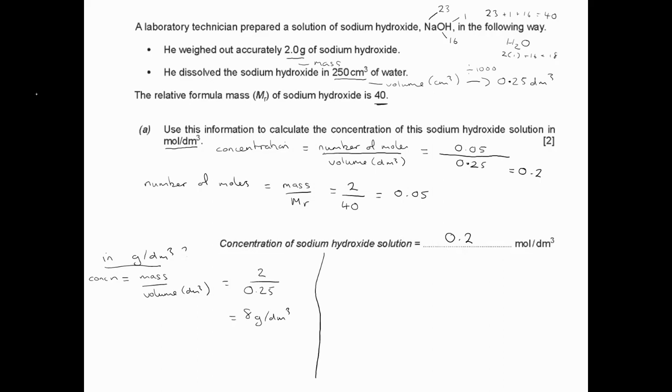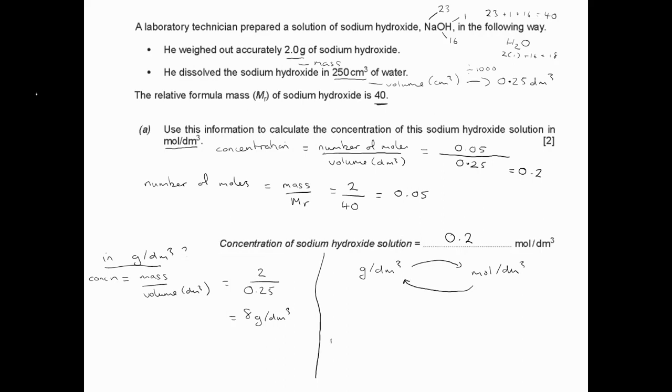Now, when we put the 0.2 here, it already had the units there, but if it hasn't got the units there, don't forget to put them in. So this allows us to convert between concentration in grams per decimeter cubed and moles per decimeter cubed, and vice versa.